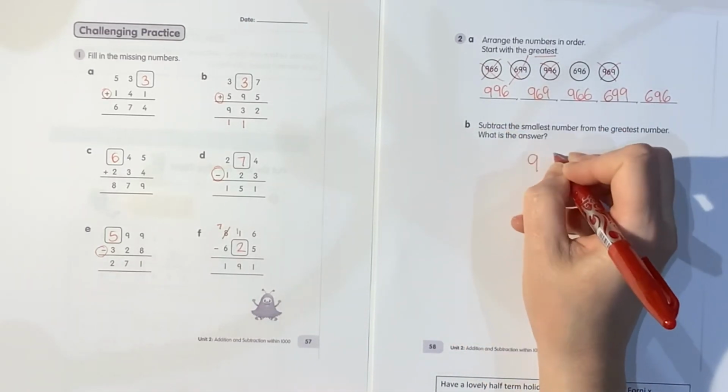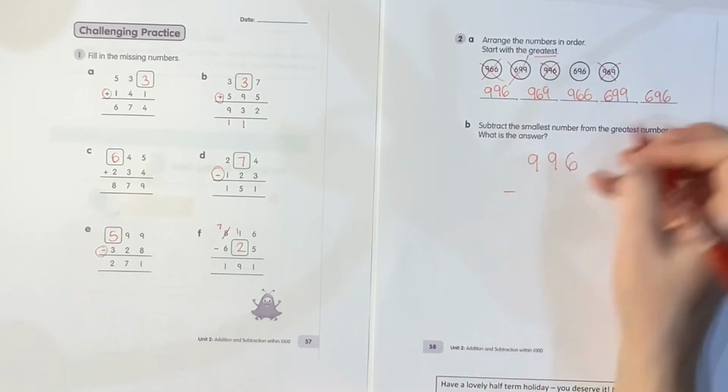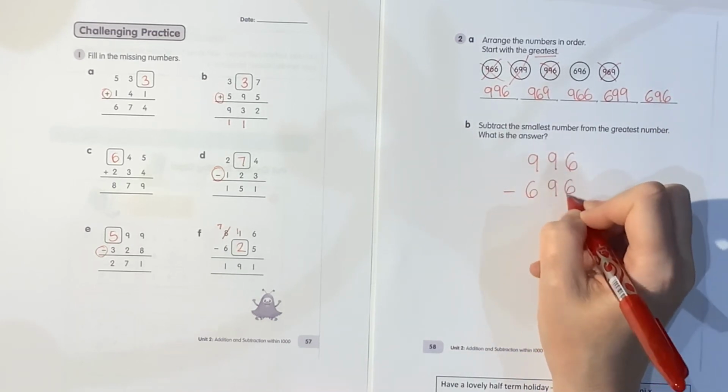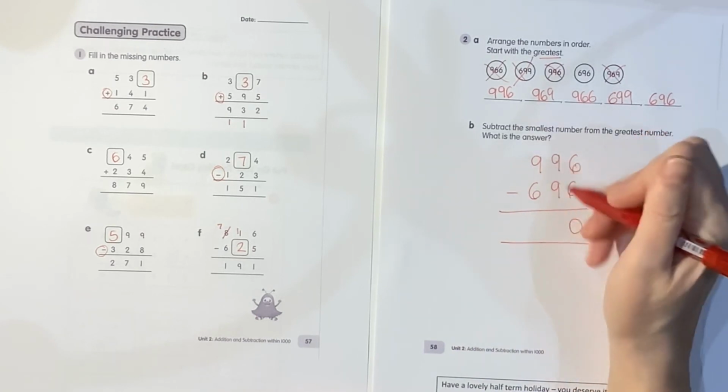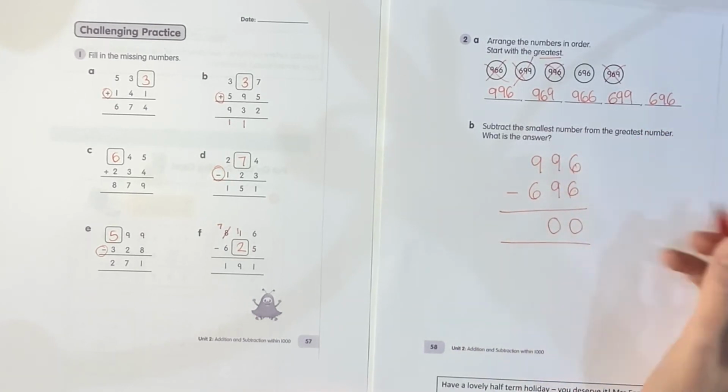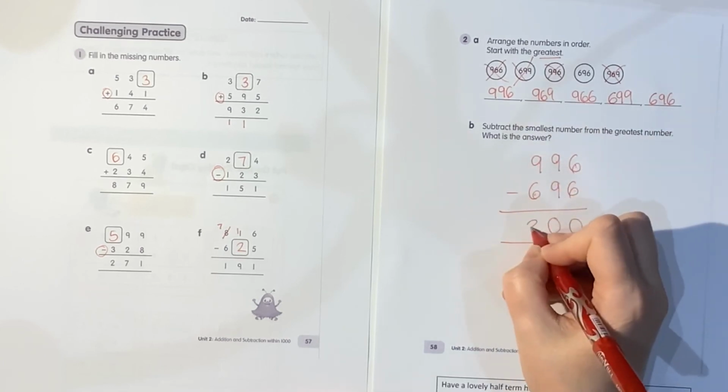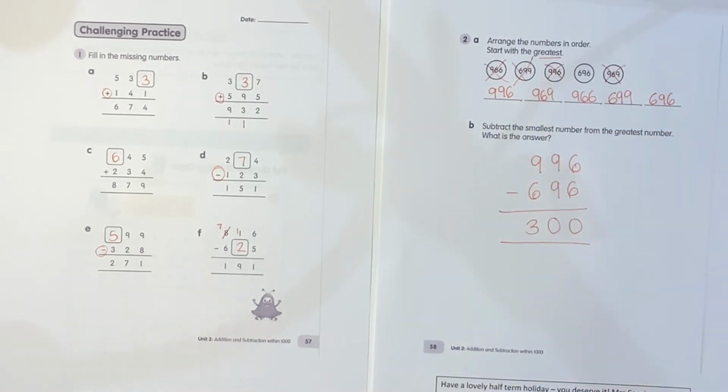So 996 take away 696. 6 take away 6 is 0. 9 tens take away 9 tens is 0. 900 take away 600 is 300. There you go. Well done.